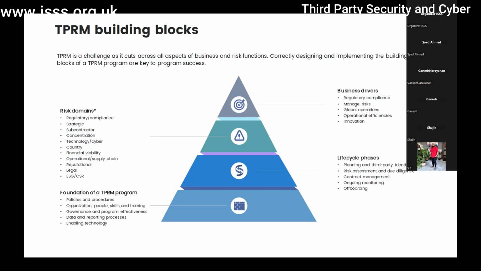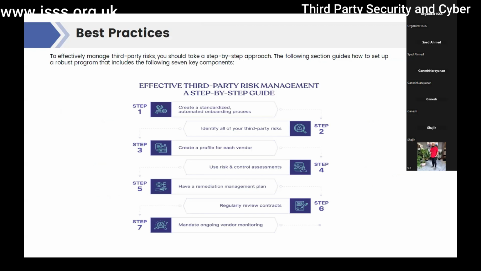So this was from the third party risk management building blocks. I will just get into the best practices of how you can incorporate a third party risk management guide within the organization. As I've mentioned earlier, you can have a standardized automated onboarding process where you can closely work with the procurement team or the vendor management team, which takes care of how smoothly or how quickly a vendor is onboarded within the organization.